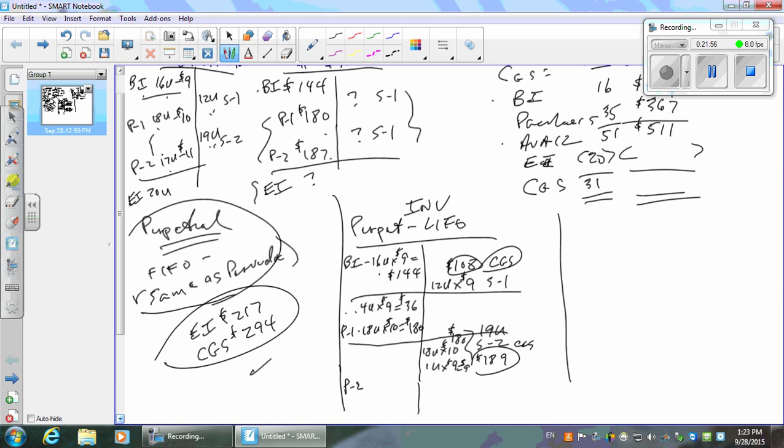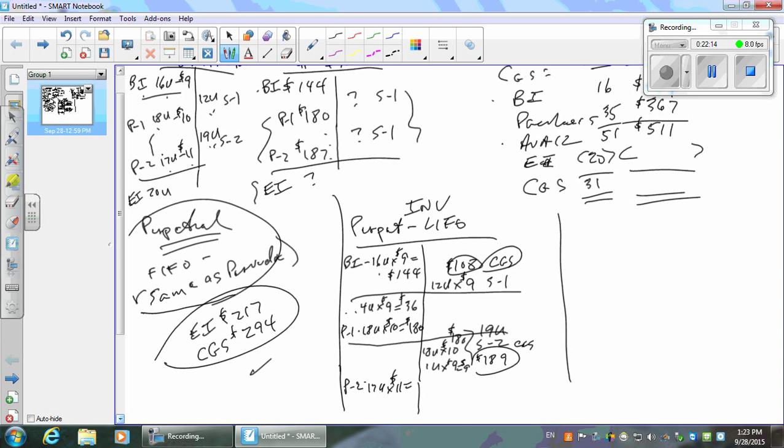No, purchase 2 is 17 units. We sold 19. Okay, 17 units, is that right, guys? Okay, at what price did we pay? $11. So that's the kind of nice thing about working that out to start with in those T accounts. Now you've got it right in front of you. How much do those cost?